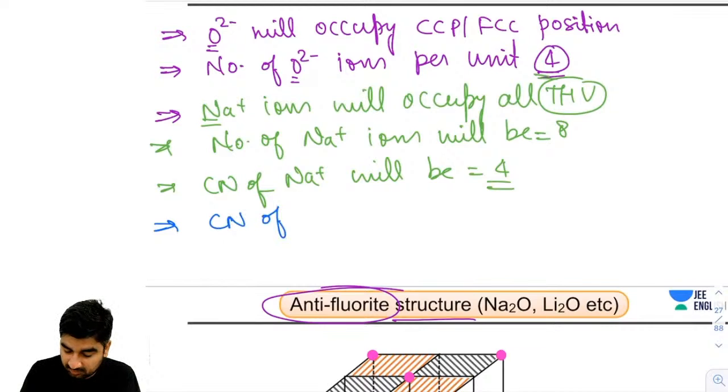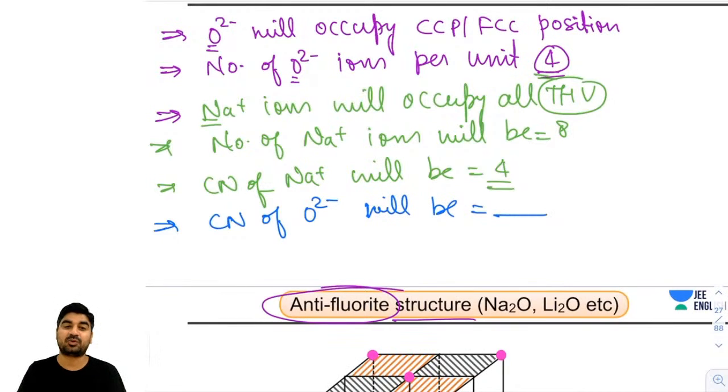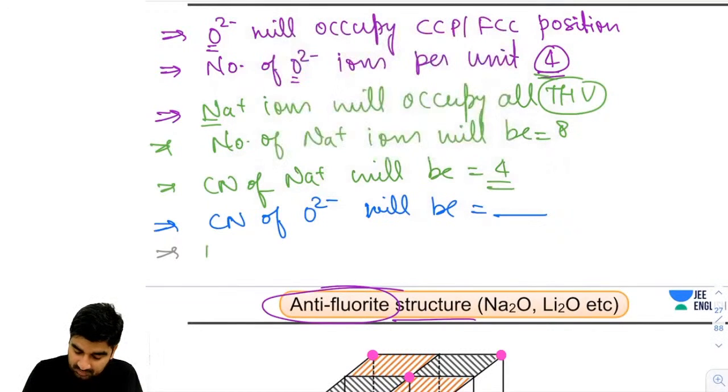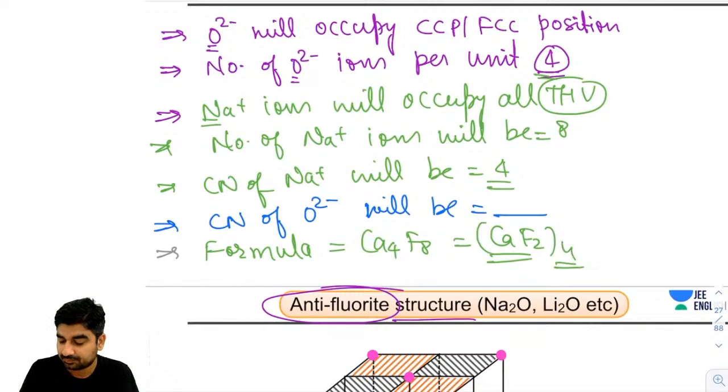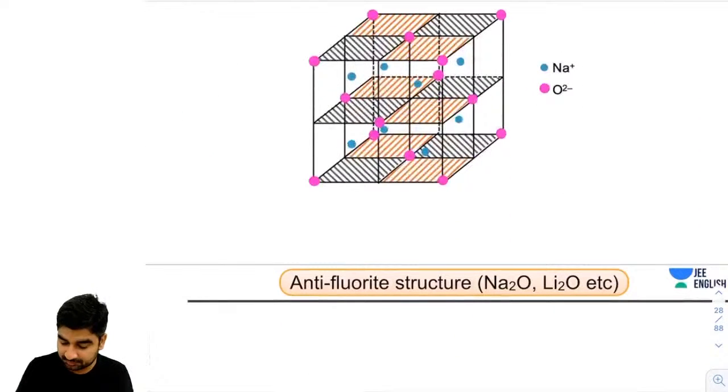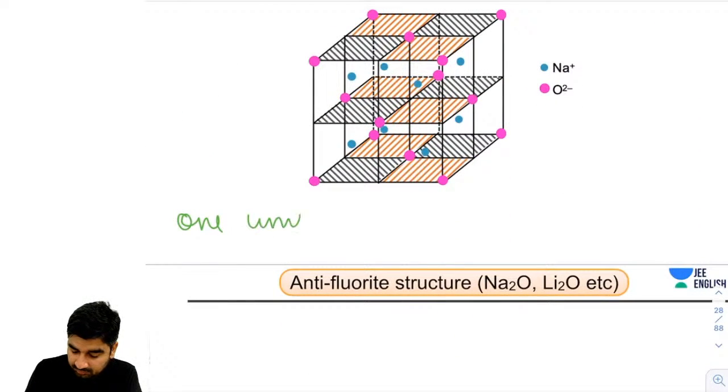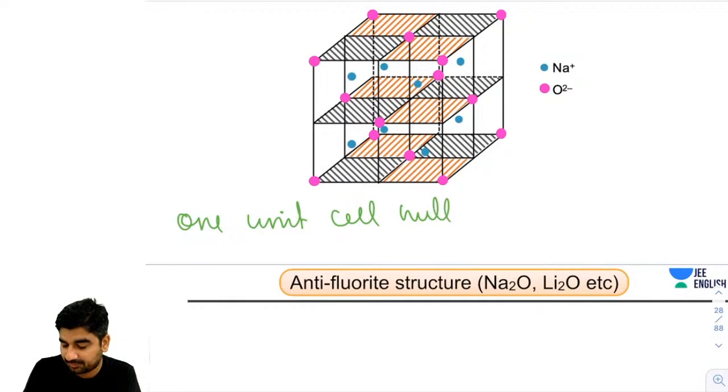Now what is the coordination number of O2-? We have to calculate it. Now let's calculate the formula, guys. The formula will be Na8O4, so it will be Na2O times 4. So one unit cell will contain 4 units of Na2O.